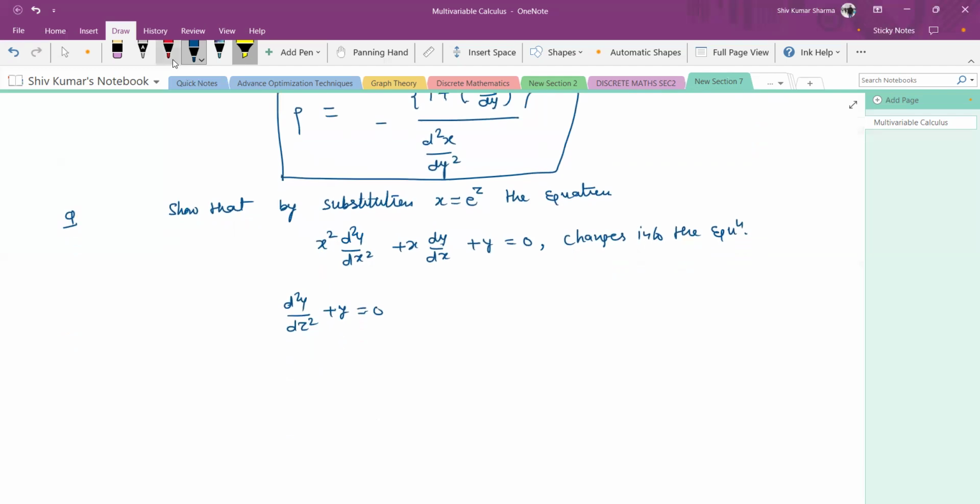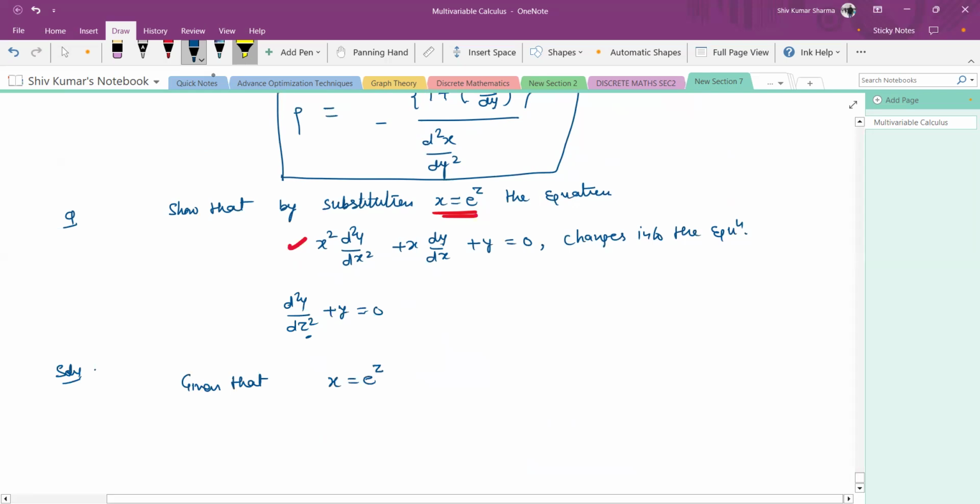Here we use the substitution, that means x equal to e raised to the power z. So in this problem, we see that our independent variable is x, but we change this independent variable into the form of z by using this substitution. Okay, so we do the solution. Given that x is equal to e raised to the power z. This is the relation between x and z.